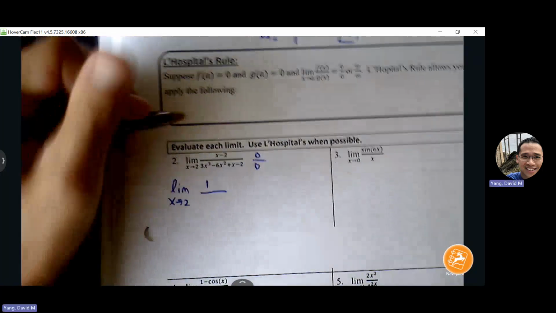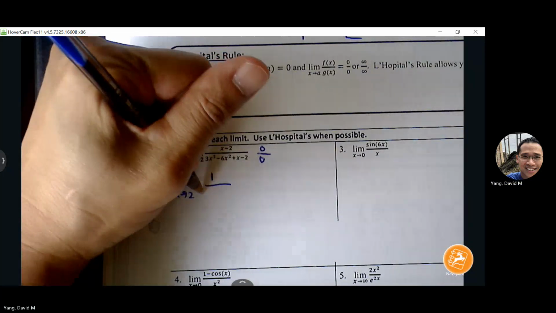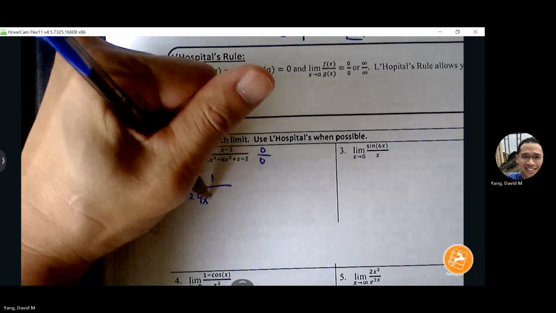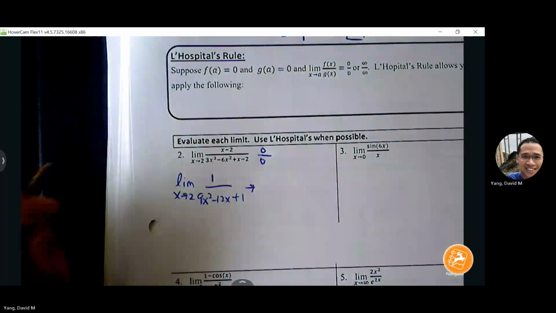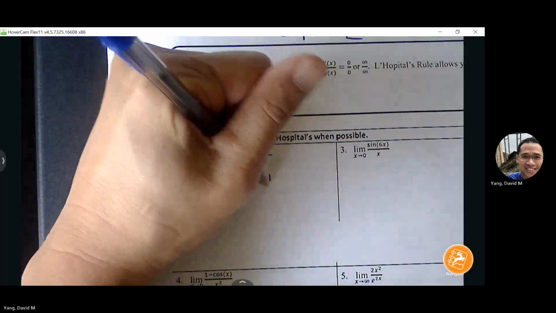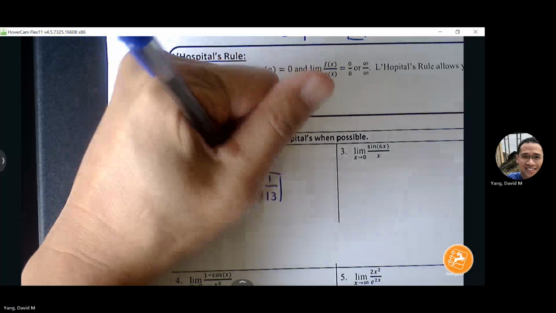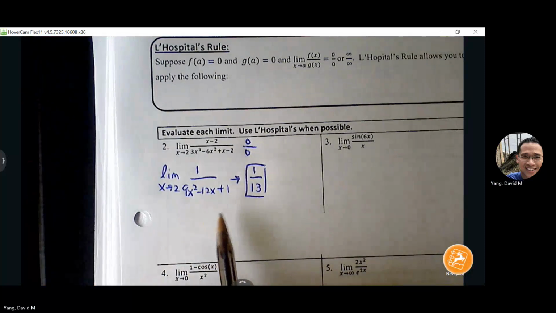Okay, numerator derivative is 1. Denominator derivative. Reevaluate. I get a real number. So once you get a real number, you can stop because that's your limit.